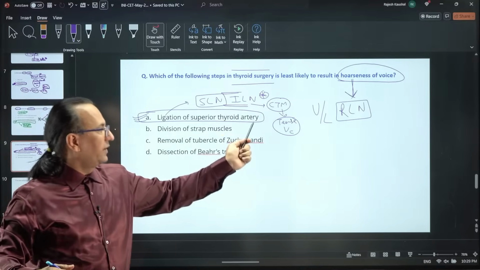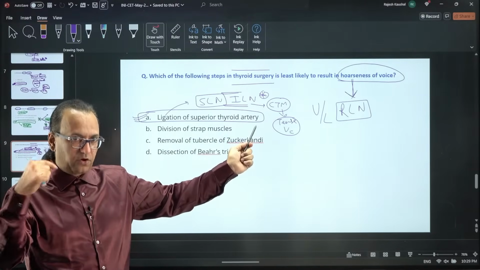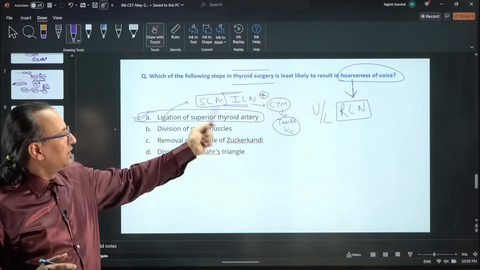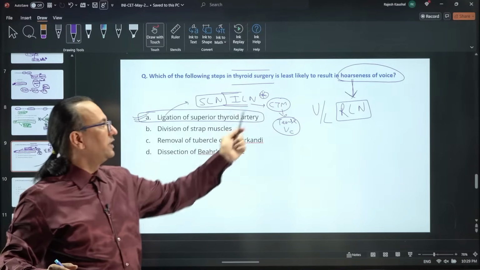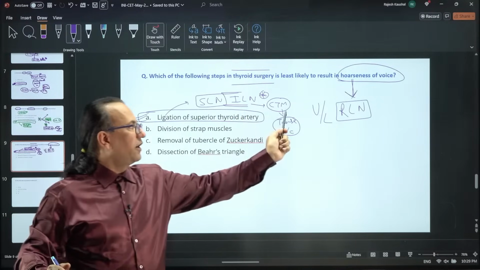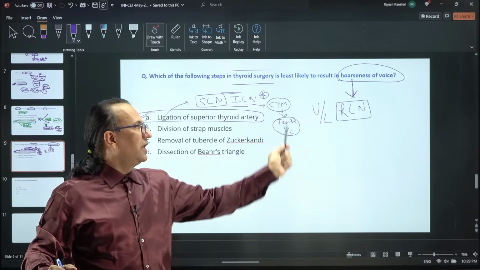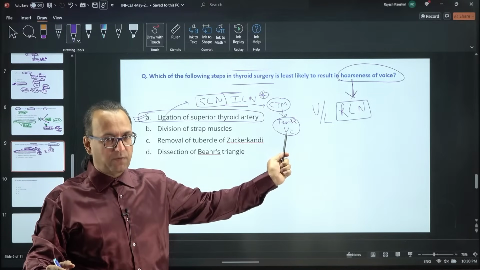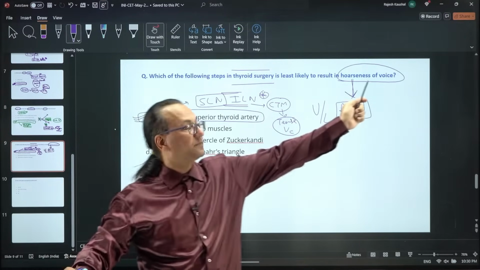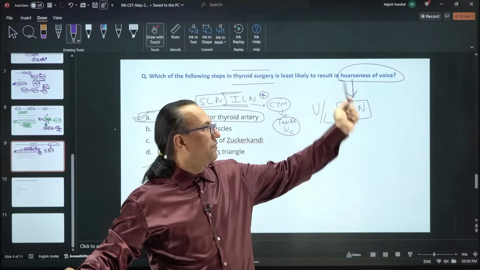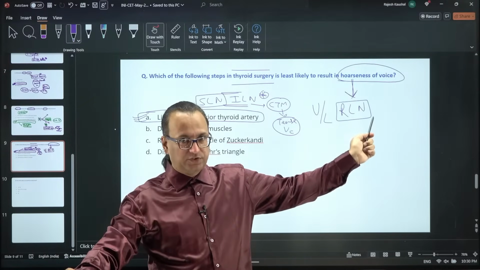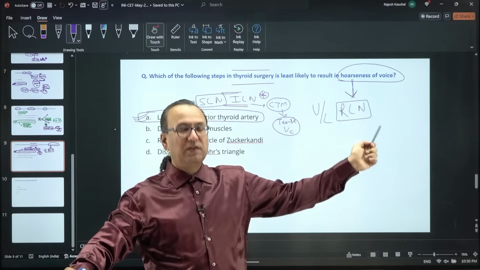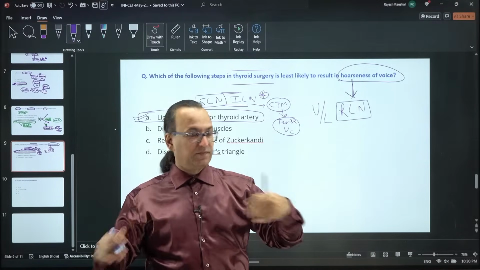Ligation of the superior thyroid artery, when you are doing that, if you are not careful, you may damage the superior laryngeal nerve, which is a branch whose internal laryngeal nerve, and the cricothyroid muscle will be paralyzed, and there will be a problem with the tension of the vocal cord. The pitch of the voice will be compromised, but it will not be hoarseness. Hoarseness comes if you have unilateral recurrent laryngeal nerve injury. If it was bilateral injury, then it will be respiratory distress.